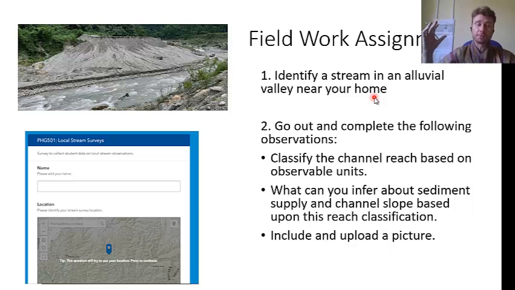I want you to try to identify a reach, right? So a longer stretch of this river, and try to classify this channel reach based upon its observable units, its sequence of units. If you can see pools, if you can see riffles, if you can see bars developing, and try to classify that: okay, would this be cascade? Would this be step pool? Would this be a plain bed system? And then, once you've made that classification, I want you to think about what you can infer about sediment supply and channel slope based upon that classification.